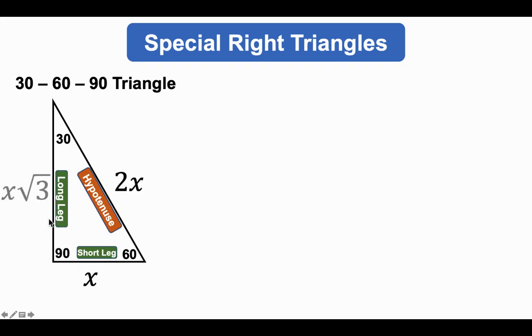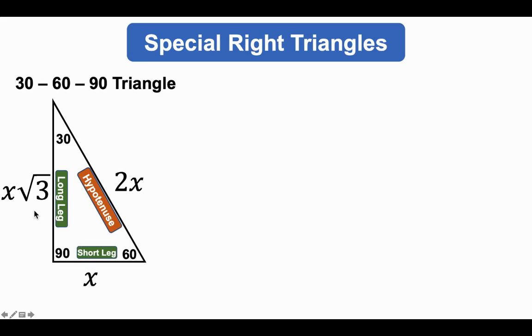For the long leg, turns out that you just multiply it by the square root of 3. So if you have your short leg as x, you just do x times the square root of 3. So it's 5, it's 5 square root of 3, 7, it's 7 square root of 3. Working backwards, if you know the long leg, instead of multiplying by the square root of 3, you would divide by the square root of 3 to get back to here.